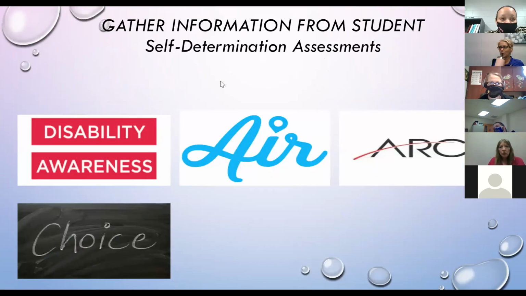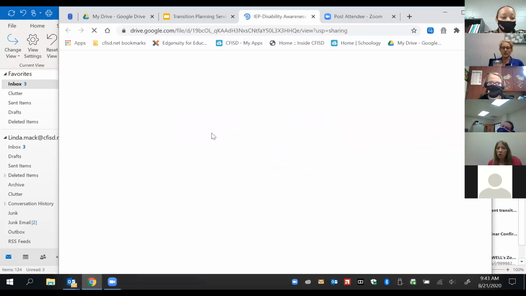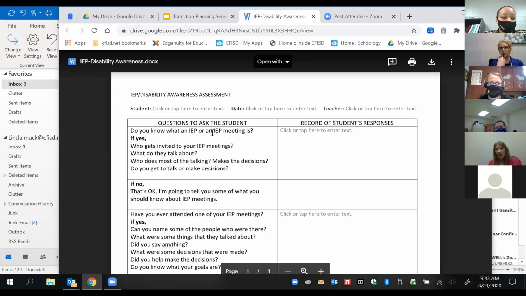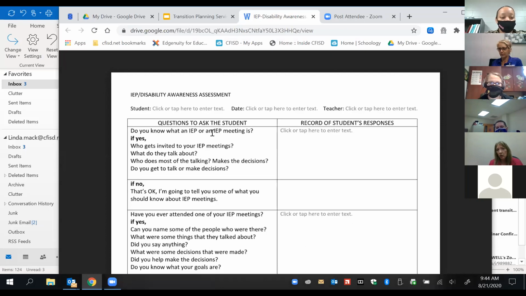Okay. So when you're talking about gathering information from students, for instance, this is one of the disability awareness questionnaires. And once this is over and I get all your names, I have a transition course in Schoology, and you'll have access to that course, which is really just this. You'll take an assessment, and once you've completed the assessment and answered a couple of questions, I'm going to send you the code to the transition group. And in the transition group is where you're going to find all the resources you're going to need to complete all these assessments.